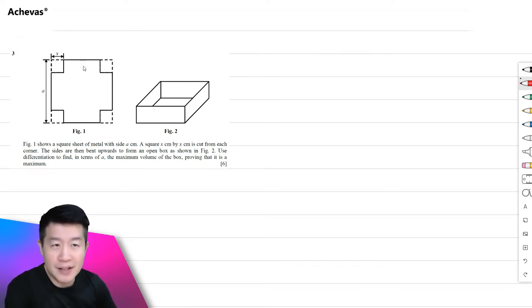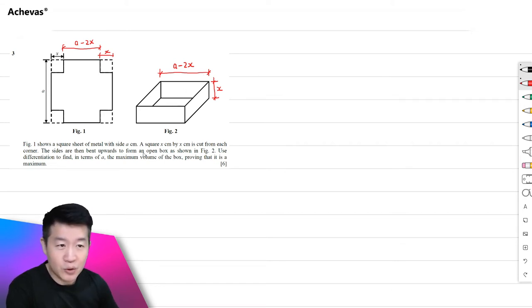So we have this shape that is given to us. It is going to be folded, folded, folded, folded to form a shape that is like this. This is x, so here it will also be x, which means that this distance here, all the way until here, is going to be a minus 2x. So here we have a minus 2x. And as for the height, this is a square, so the height is going to be x. So this here is x.